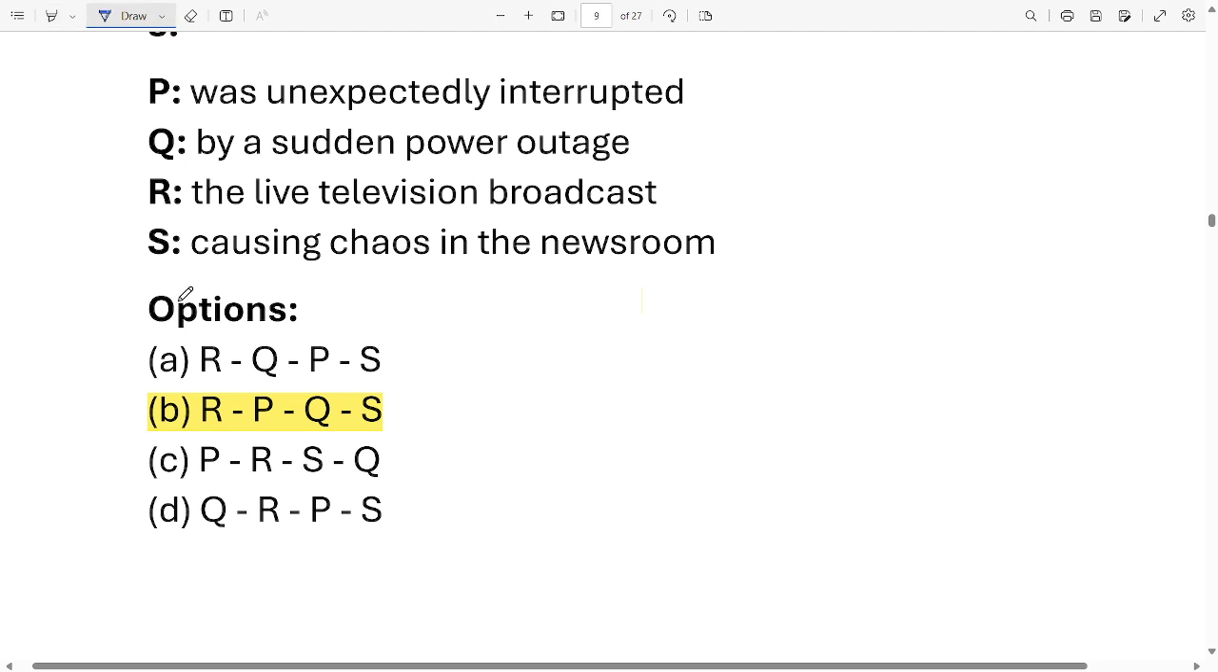Okay. First is R, the live television broadcast was unexpectedly interrupted by a sudden power outage causing chaos in the newsroom. Okay, next one.